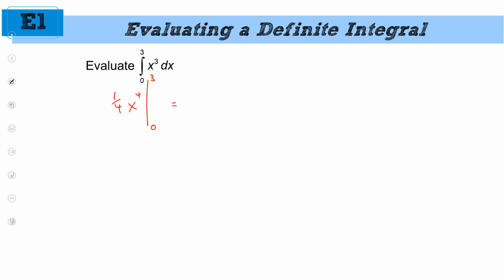Which one do I plug in first? 3. I plugged in the 0 too, just because it's our first time. You're all fairly bright, you don't need that part of it. 3 to the 4th is 81, right? 9 times 9. So we get 81/4.